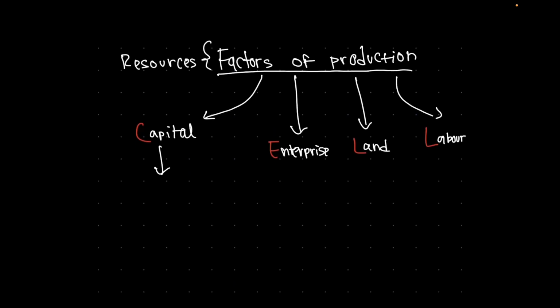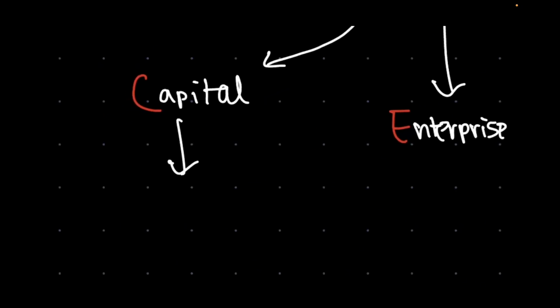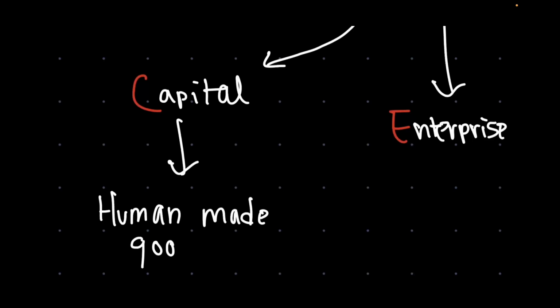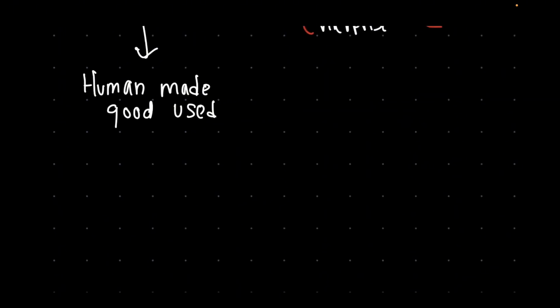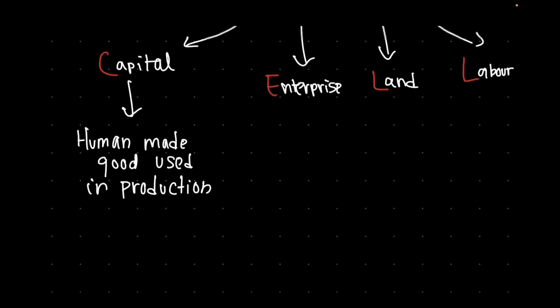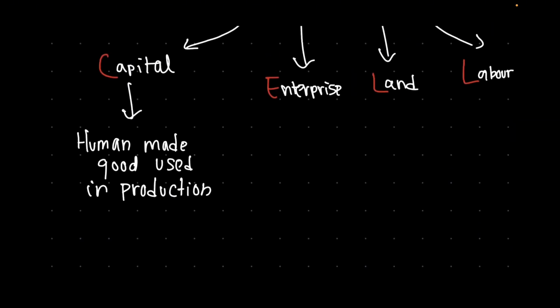So what does capital mean? Capital basically refers to human-made goods that are used in the production process. So what are they? What do you mean by human-made goods that are used in production? These are machinery and all those kind of equipment that are used in the process of producing goods and services.